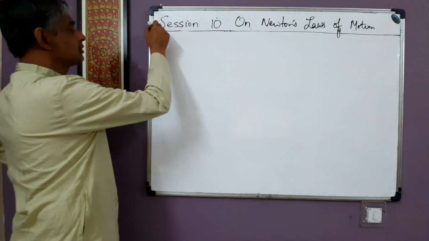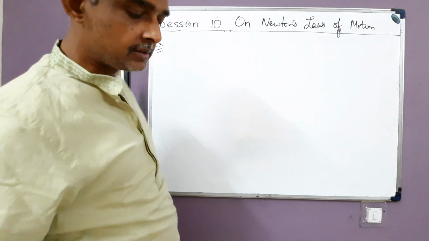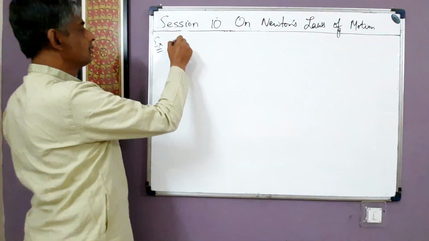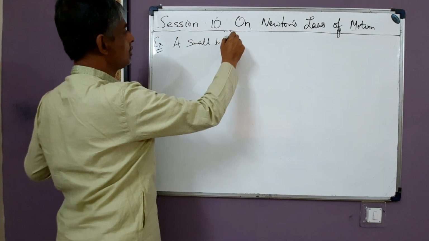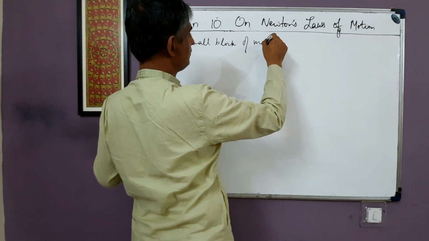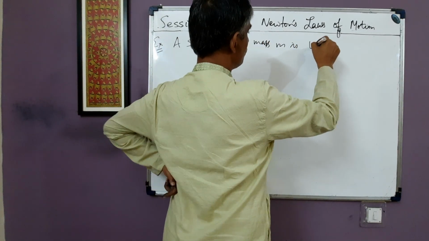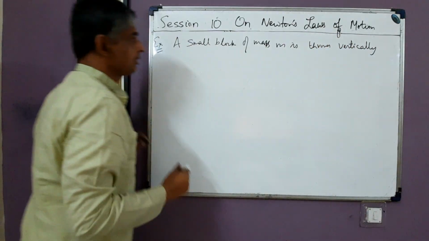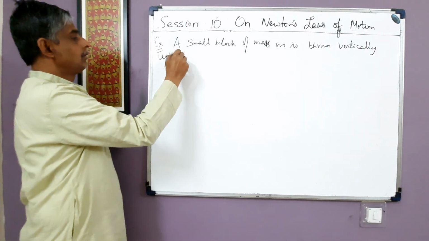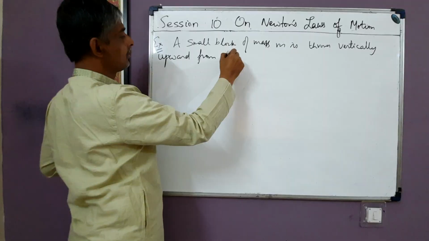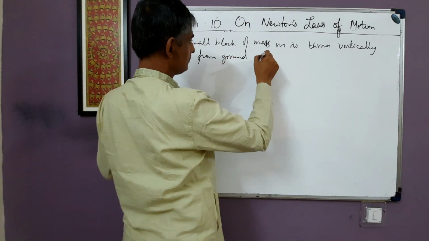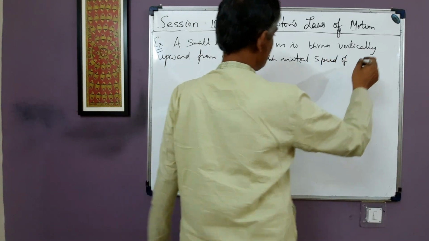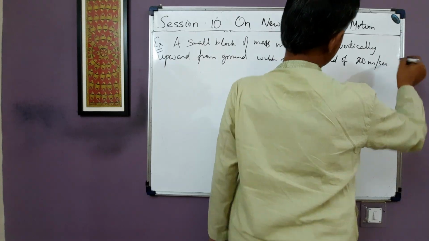Okay, I take one more question of this session. See, the question is this: a small block of mass m is thrown vertically upward from ground with initial speed of 20 meter per second.